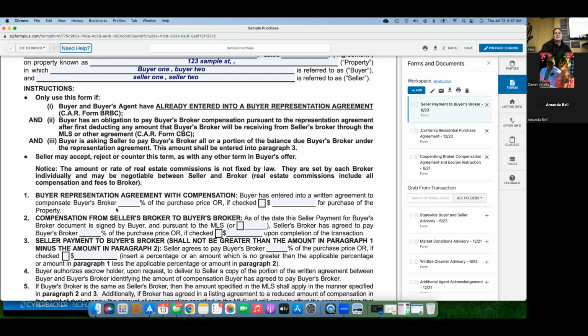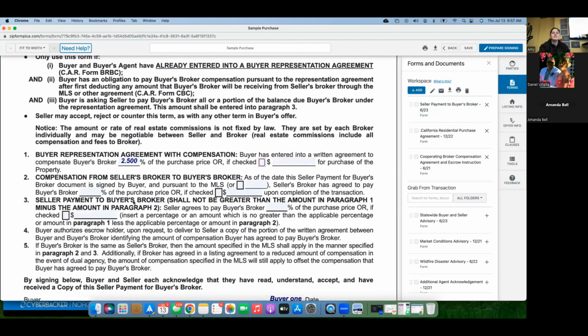So you'd put in here what's on the BRBC form. So maybe you put 2.5 on the BRBC form. There's no wrong or right answer to that. You could put 3% on there. I don't really care. It just should match whatever's on that form.